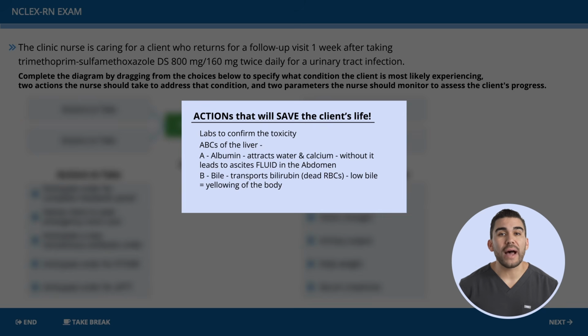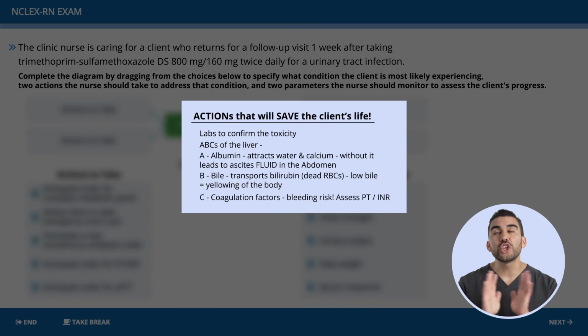Now, B is for bile, which I call the bile bus. It transports bilirubin, basically dead RBCs, out of the body and into the potty. With low bile, we can't transport those RBCs, and then they end up building up, reflecting on the skin as yellowing of the skin, noted as jaundice. And then C is for coagulation factors, huge bleed risk. So we have to assess PT and INR.